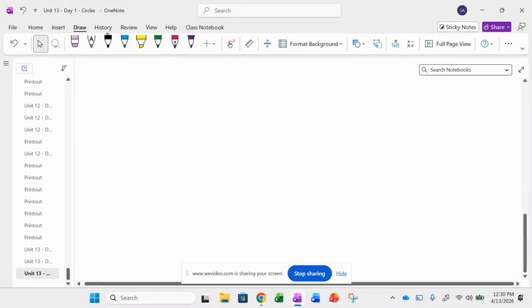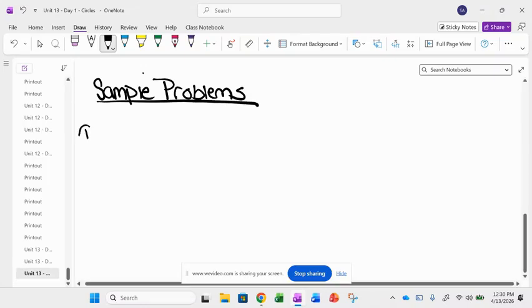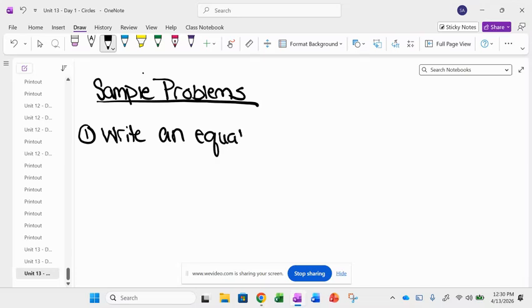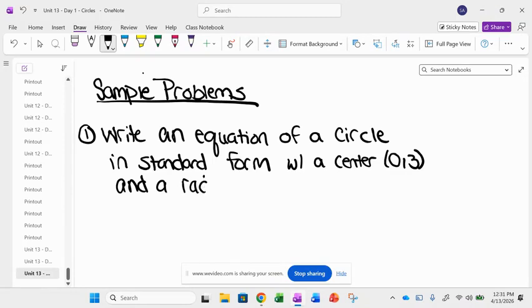Okay, so let's do some sample problems. So I want us to write an equation of a circle in standard form with a center (0, 3) and a radius of 7.